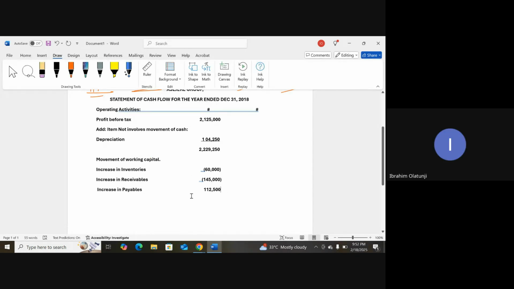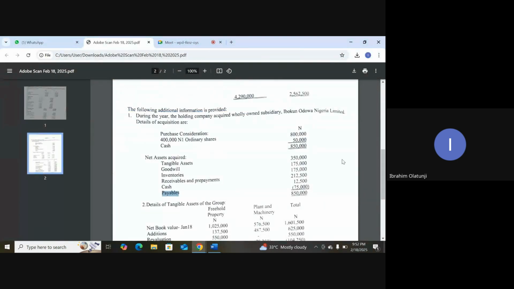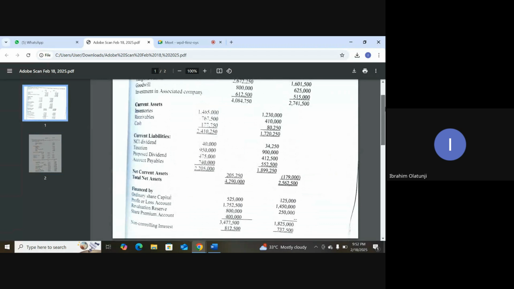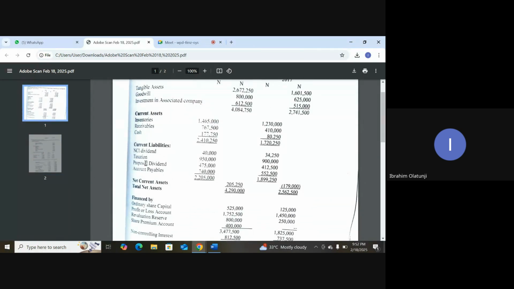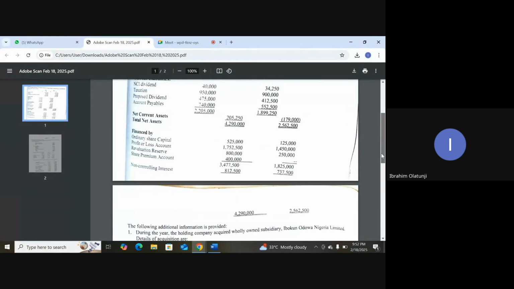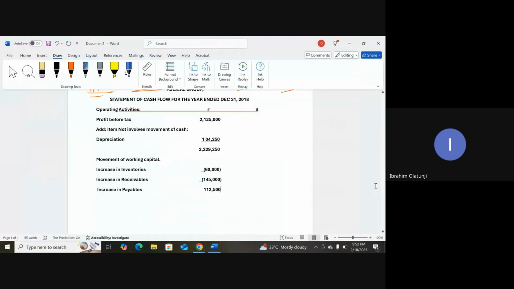So then, since we don't have any accrued dividend, taxation is a separate heading that we need to calculate. You don't need to do the movement now. Then we don't have any other current liability again. Then we can cast.